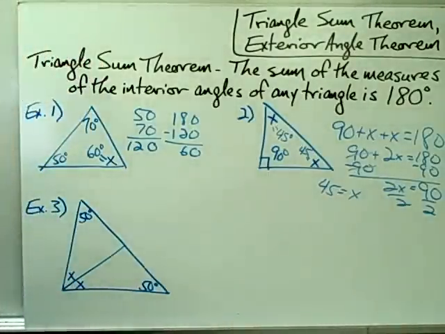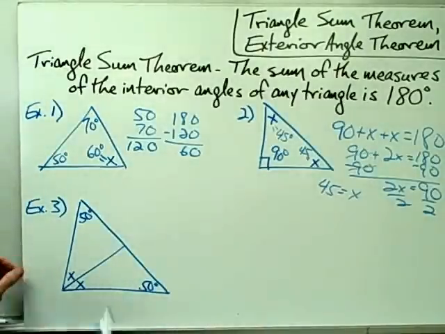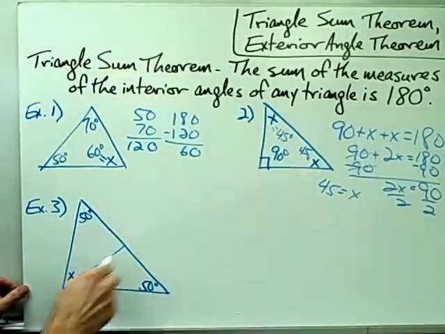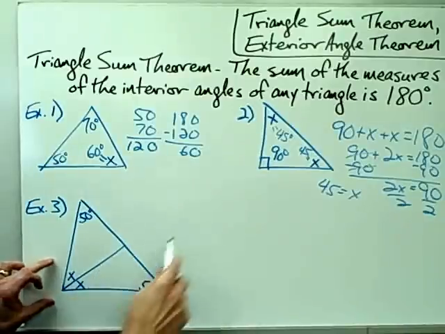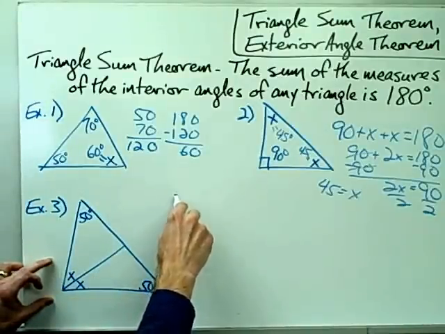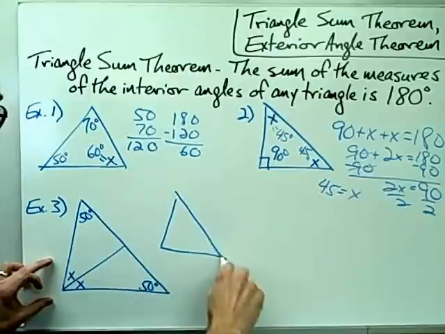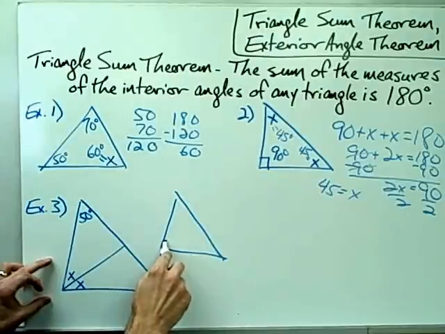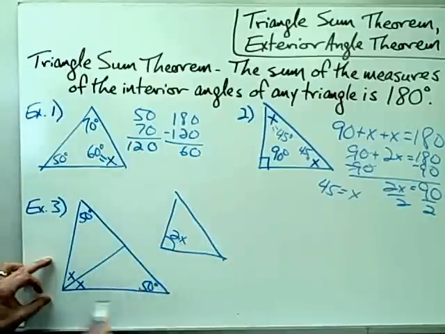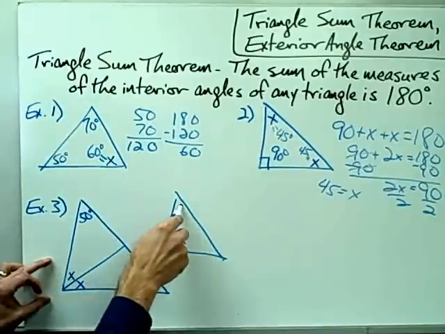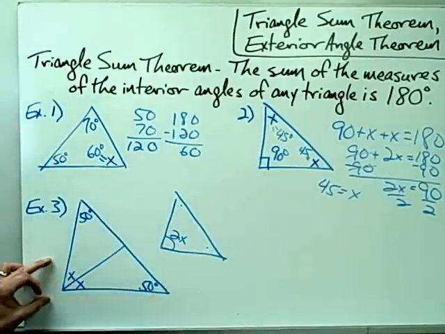Example number 3 we see is a little bit different. Here I've got one large triangle and it's kind of divided up into these two smaller triangles. Well, if I look at just the large triangle here, then I can see that the value of this angle right here is going to be 2x. So I have the value of this angle. I also know the value of this angle is 50. This angle is also 50.